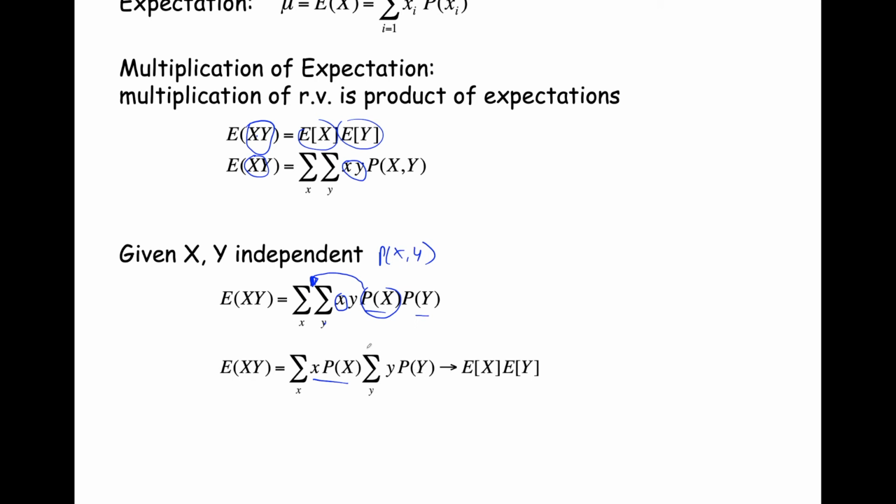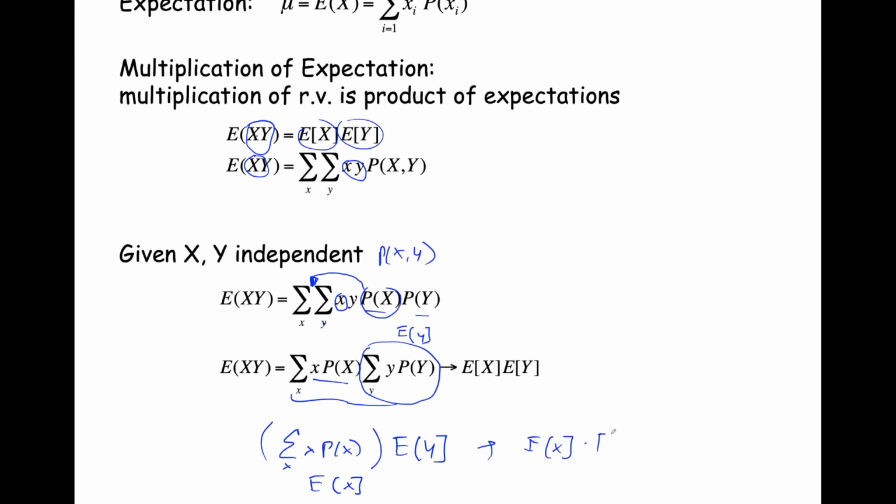Now, if we take a look at this, well, this term, that's nothing more than E of y. So that's going to give us this expression. That's going to give us the summation of x times p of x times the expectation E of y. Now, if we look at this term here, that's just nothing more than E of x. Our result is then E of x times E of y. And that's exactly what we set out to prove at the outset.